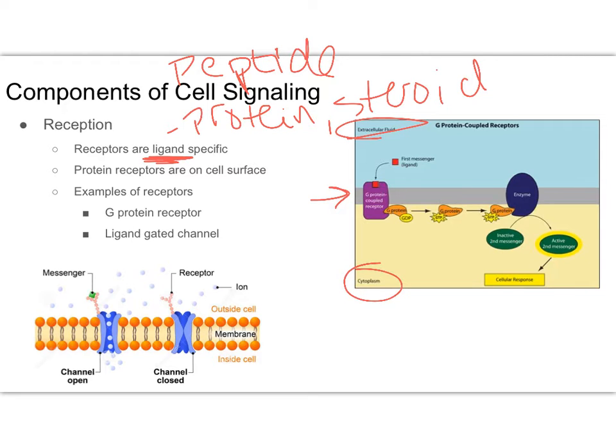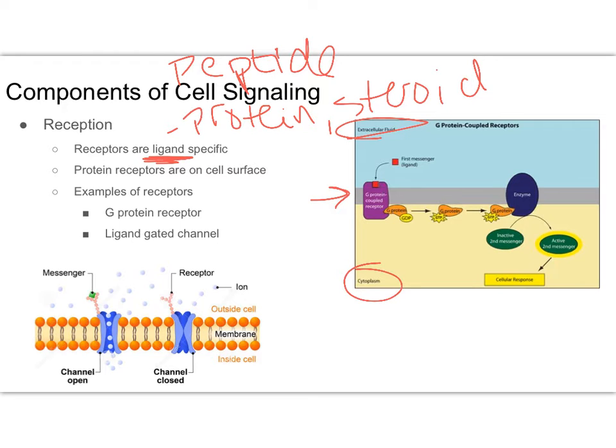Steroid or lipid-based ligands have their receptor inside of the cell, because a steroid or lipid-based ligand can cross through those phospholipids. So their receptors will be all the way inside of the cell, usually inside the nucleus. You can tell pretty quickly based on a diagram if it's protein or steroid-based by whether it can cross that cell membrane or not. If it can cross the cell membrane, it's going to be steroid-based. If it cannot, it will be protein-based.